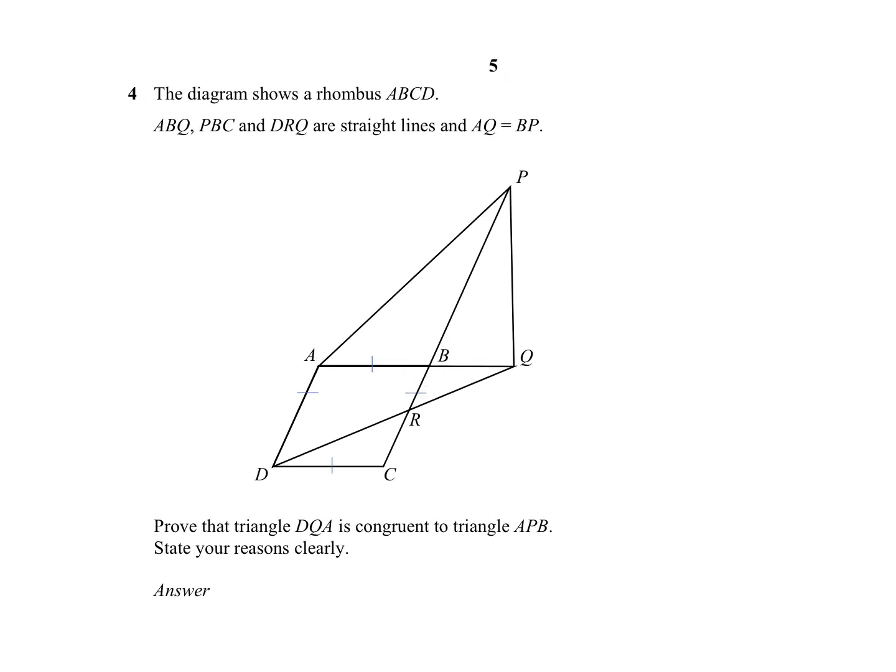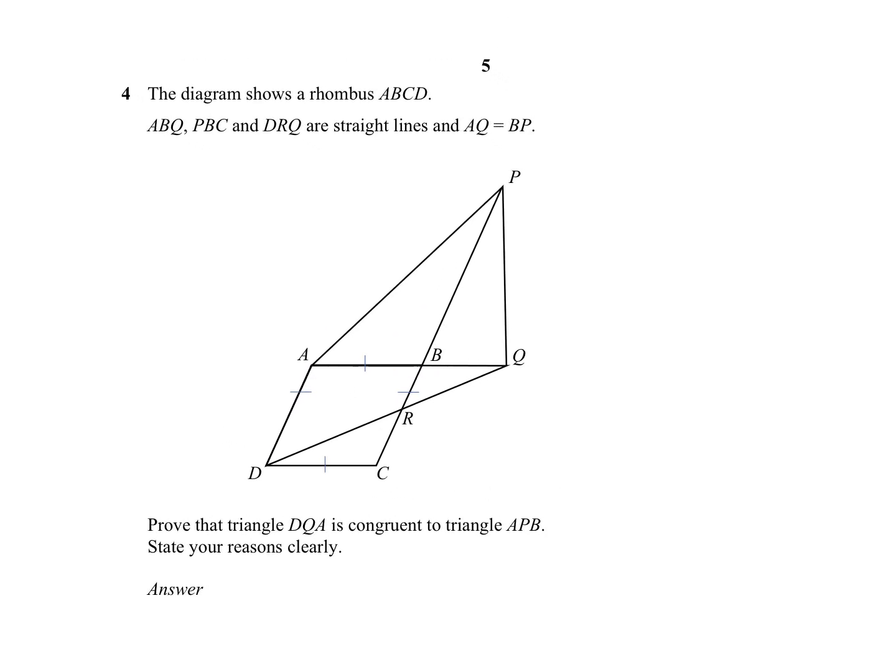This one, I have a rhombus. Rhombus means all 4 same side, 2 opposite parallel lines. So I want to prove congruent. So first thing, congruent test.